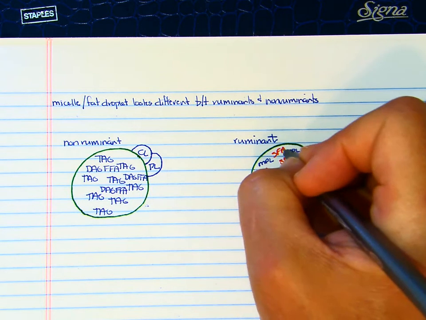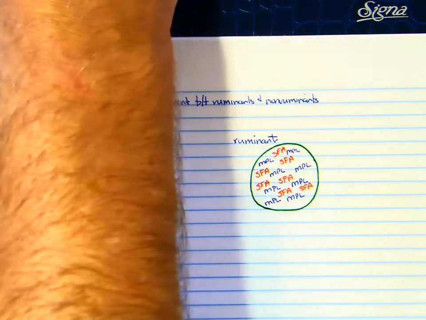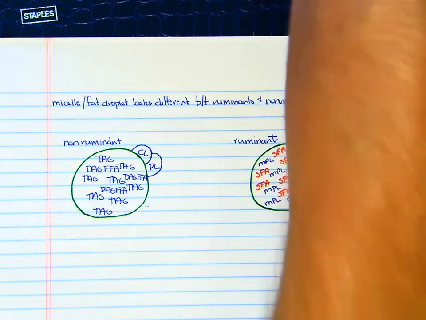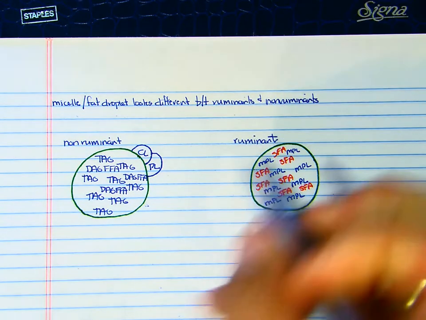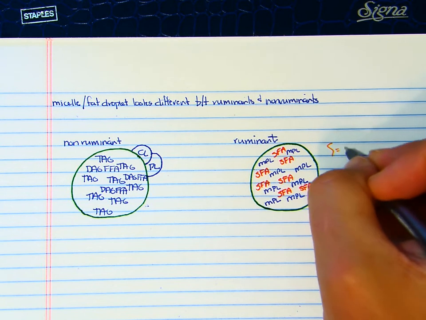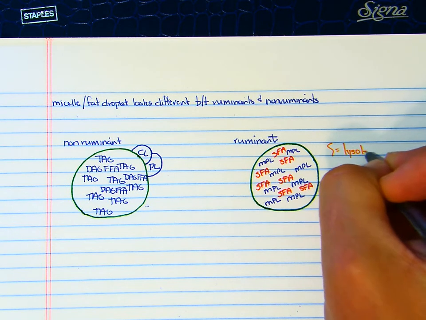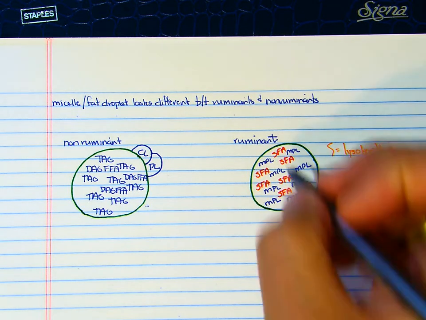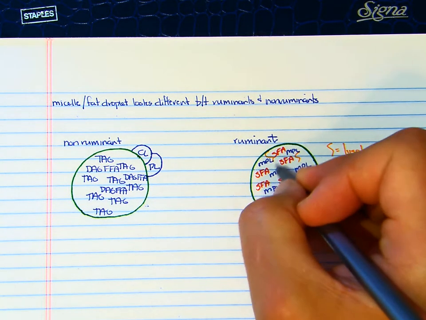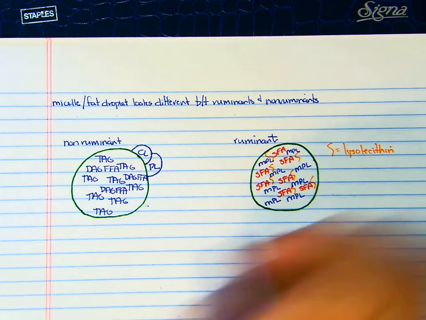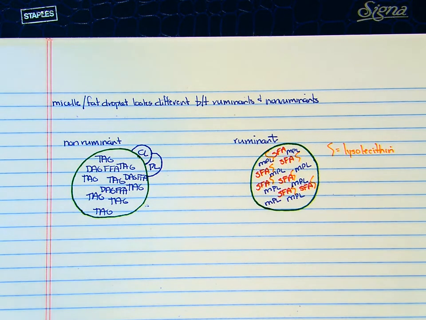Okay. And those saturated fatty acids are going to be associated with lysolecithin. So we'll make it look like that, a little squiggly line, and that equals lysolecithin. And so it's in here, and it desorbed the saturated fatty acids from the feed particles.